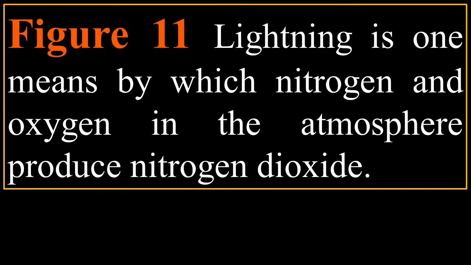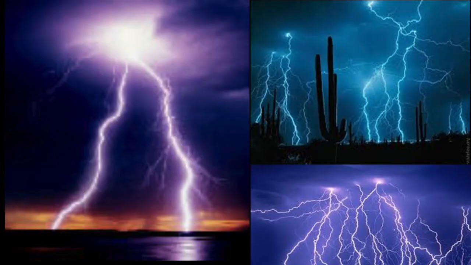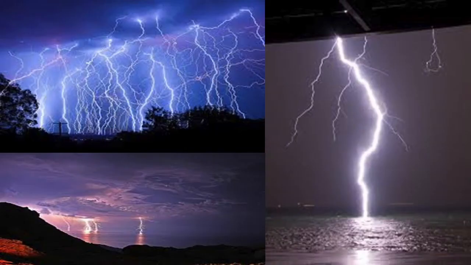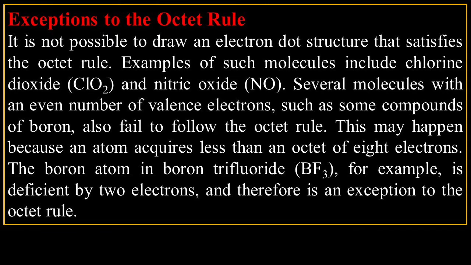But it is naturally produced in the lightning, and lightning is one means by which the nitrogen and the oxygen in the atmosphere produce nitrogen dioxide. Here are several examples of lightning that will produce the nitrogen dioxide, this weird kind of molecule that we're talking about that shouldn't exist, but it does exist in nature. Lightning will produce it. It is not possible to draw an electron dot structure that satisfies the octet rule.